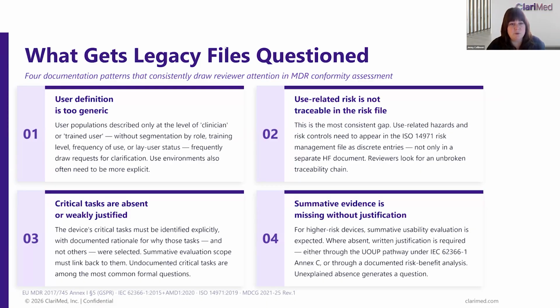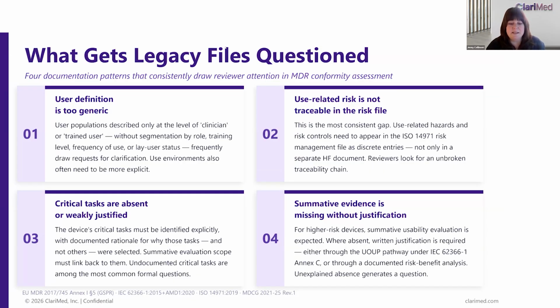So we need to be able to demonstrate that lay users can understand labelling and they find it clear. So the next two, number 2 and 3, relate to risk analysis, which I think really, when you're trying to conform to 62366 and therefore to the MDR, is one of the keys that we need to consider. And it's really important that the use risk is traceable.